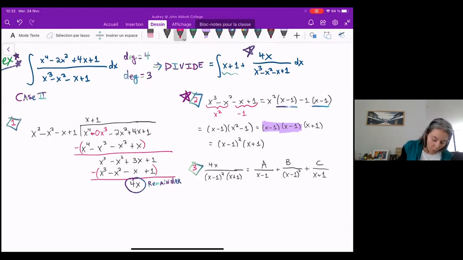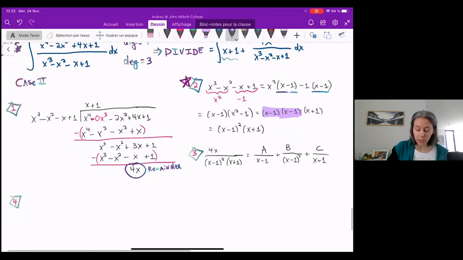Now, for step 4 of partial fractions, we start off by multiplying both sides by the original denominator. And in case 2 and case 4, actually, it's going to be super, super important that you do that and that you don't just multiply by the denominators of the other letters on top. So in other words, I'm doing x minus 1 squared times x plus 1 each time.